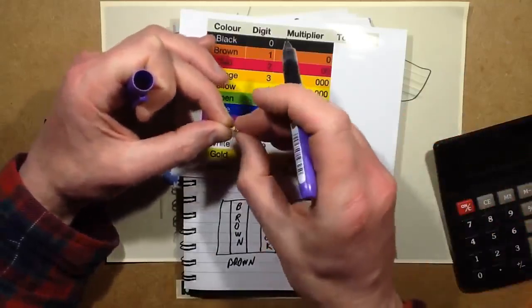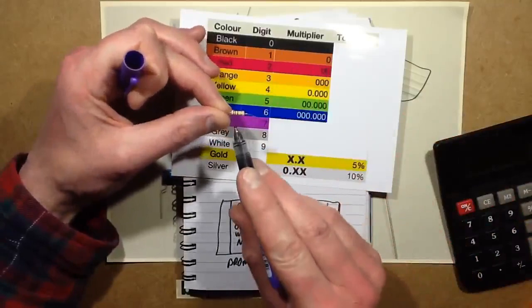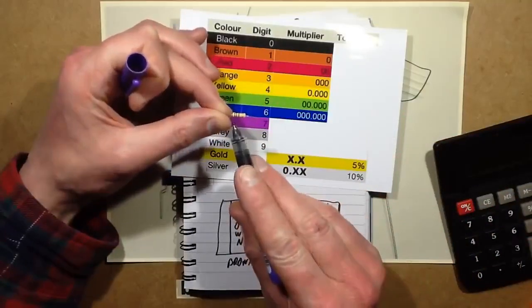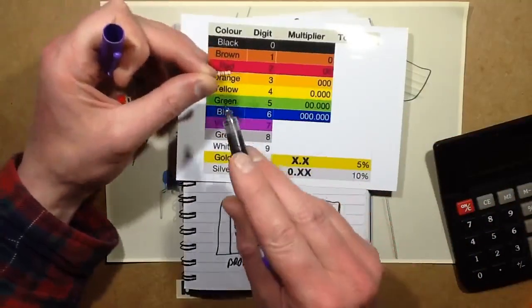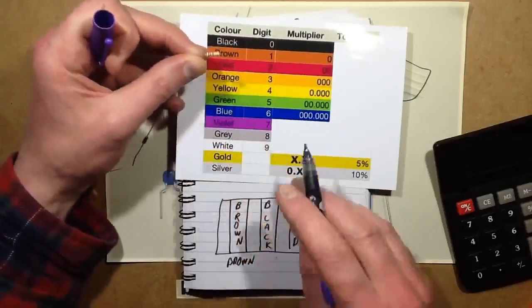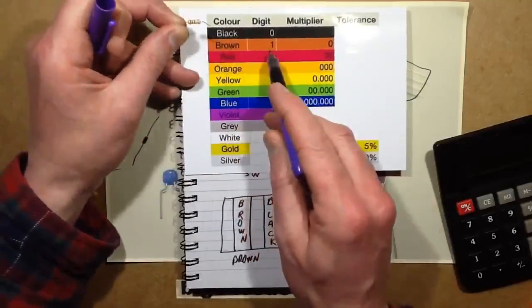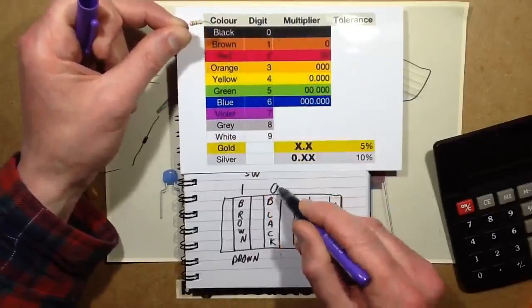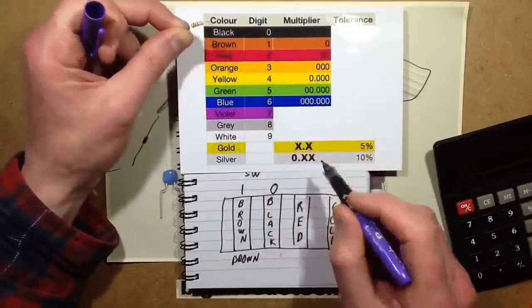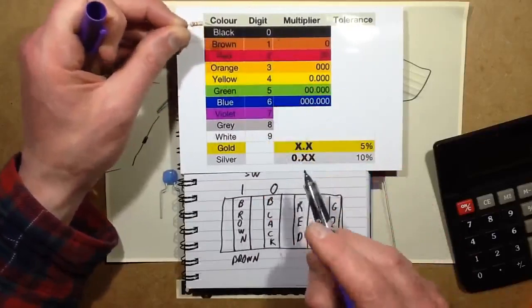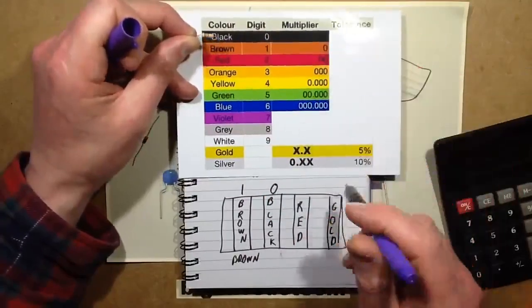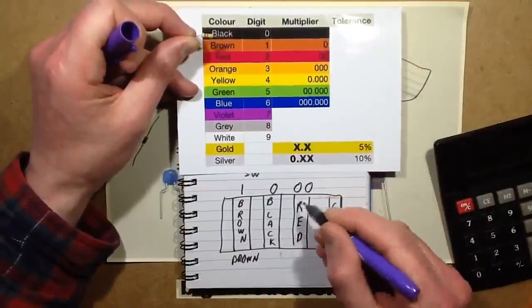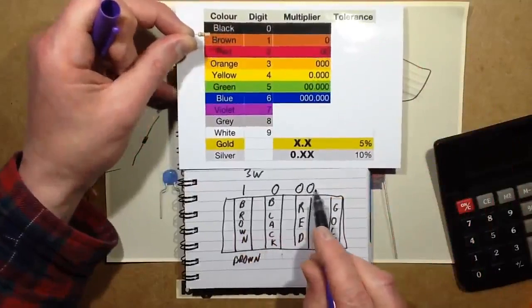The colour code itself is worked out like this. The first band is the first number. So in the case of brown, it means 1. The black means 0. And the red means 2. But the third code is actually the multiplier. So in the case of the red one, it means there are 2 zeros. 2 zeros equals 1000 ohms.